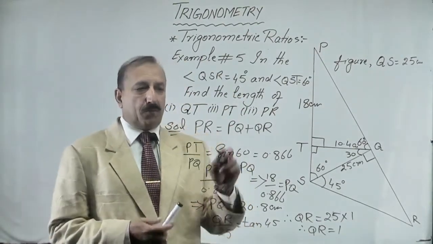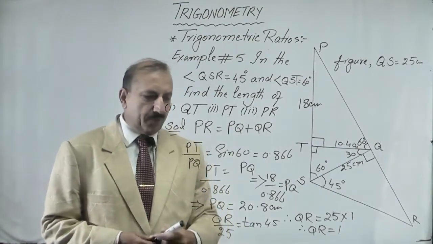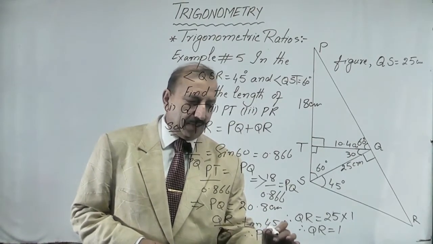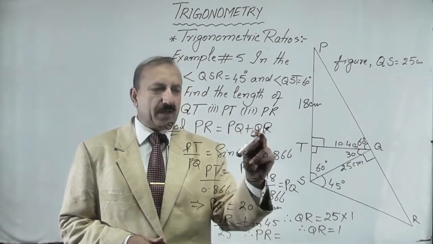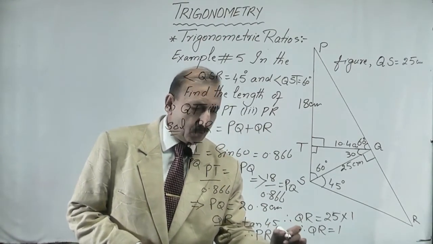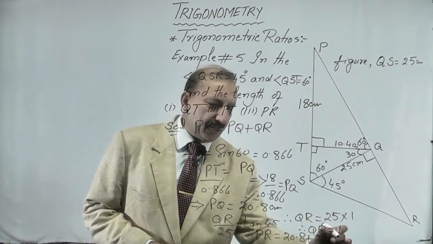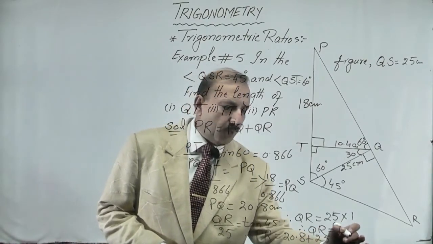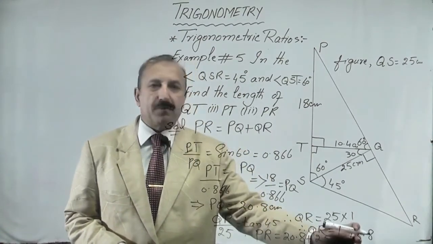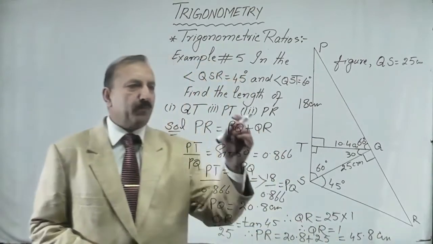Actually, we wanted to find the value of PR. These are two components we have found separately, and now we will combine them. Therefore, the PR length is equal to the value of PQ and QR. PQ here is 20.8 plus here is 25. Let's add them. We will get 45.8. When you add these two, the answer would be 45.8 centimeter is the length of this PR.